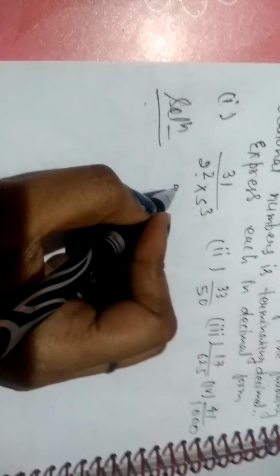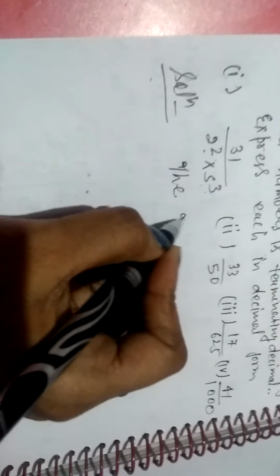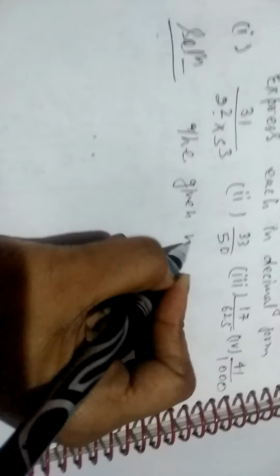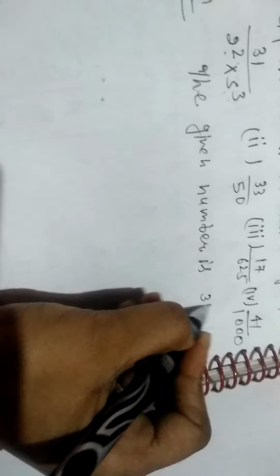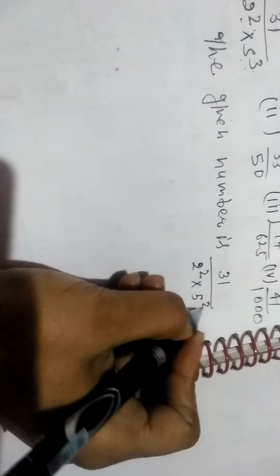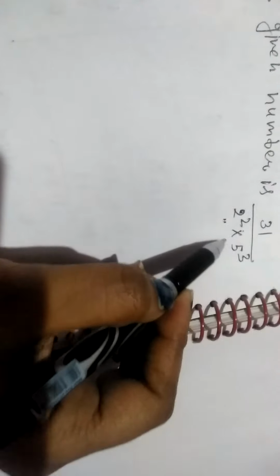Now we solve it. The given number is 31 by 2 to the power 2 into 5 to the power 3. Clearly, it is clear that the value of q is in the form of 2 to the power m into 5 to the power n, so it is a terminating decimal.